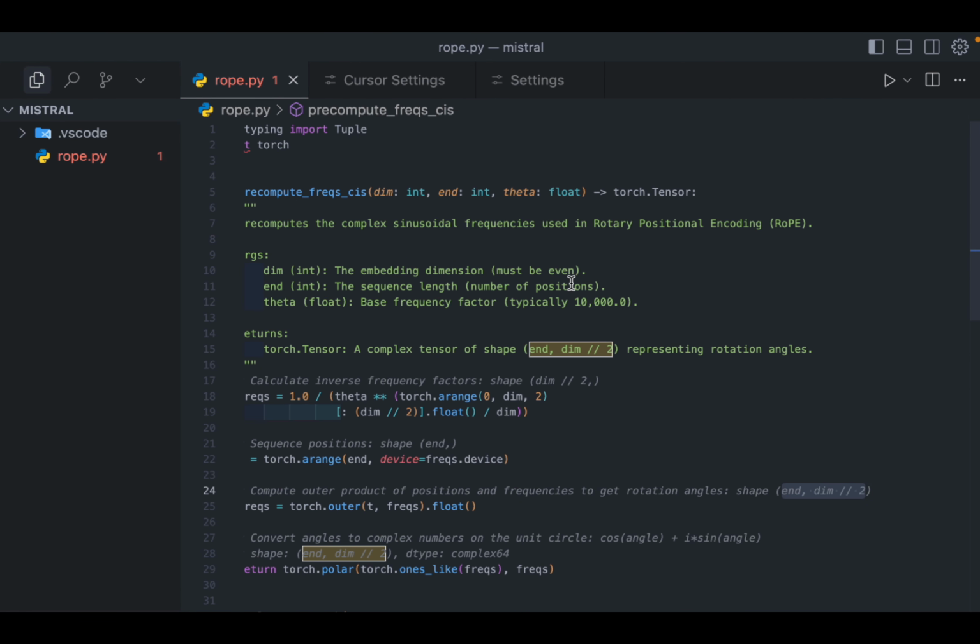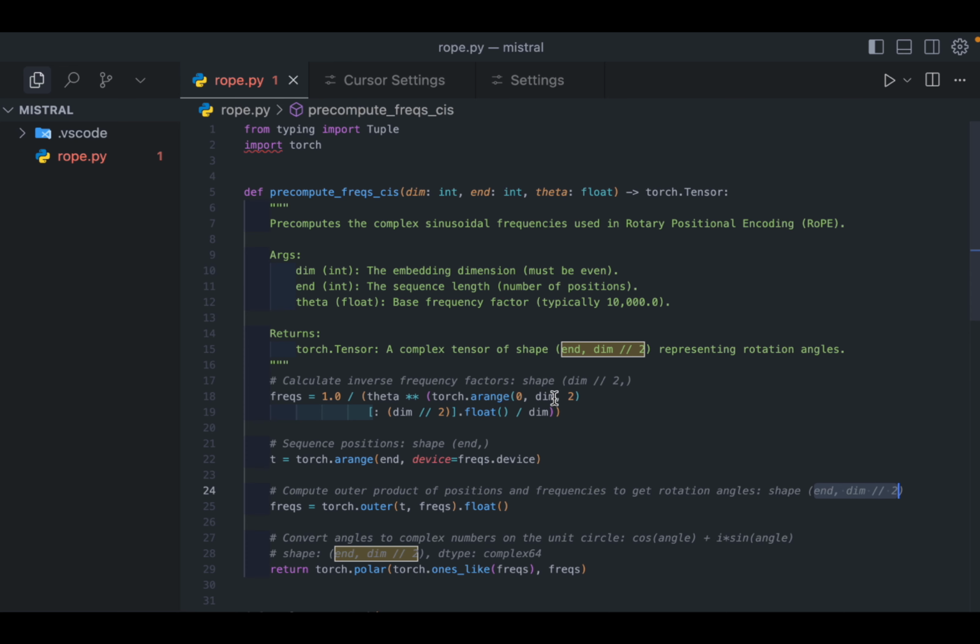This is the RoPE code from Mistral itself, and you can find all this information, the PDFs and the code itself, in my GitHub repo. I will put the link right down below. I just added a few more docstrings, comments and explanations to make it easier to understand. Let's dive deep and see what's exactly happening.